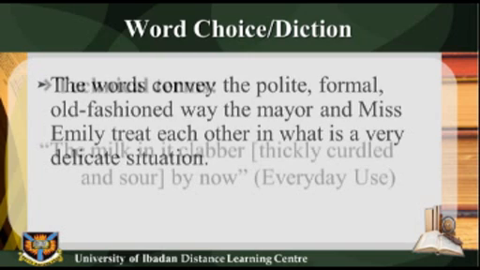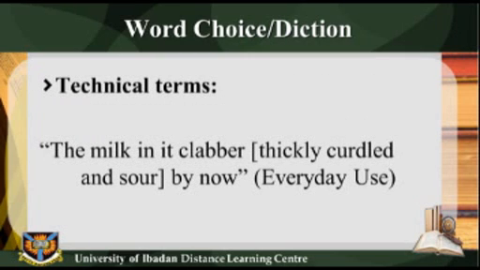Another type of diction is technical terms. "The milk in the clabber, thickly curdled and sour by now," Everyday Use. The word is precise and informs us that a churn whose top Dee takes away as a keepsake is one still being used in the household. Also, "behind jalousies, closed upon the sun of Sunday afternoon," A Rose for Emily.